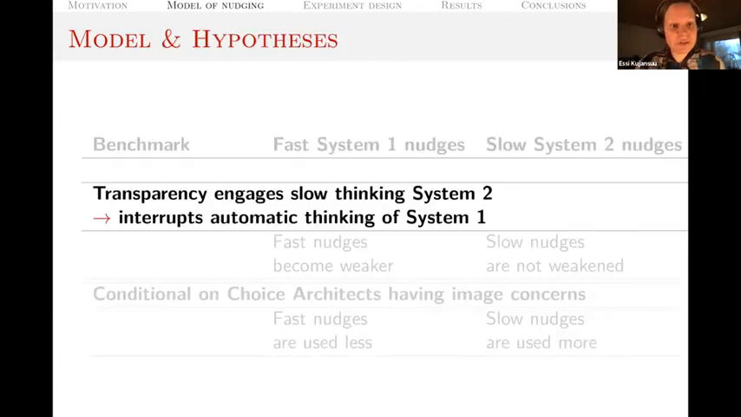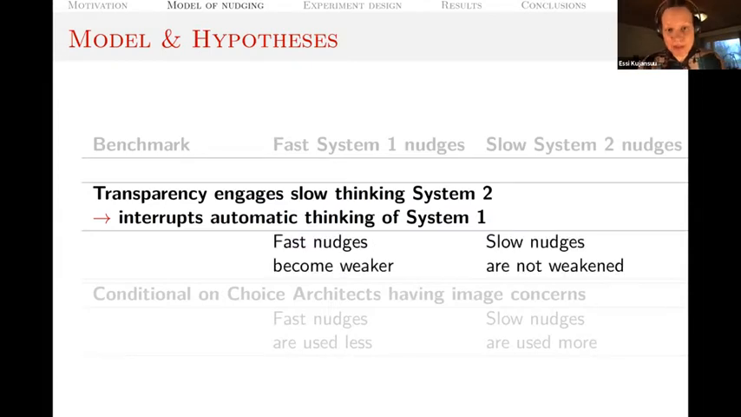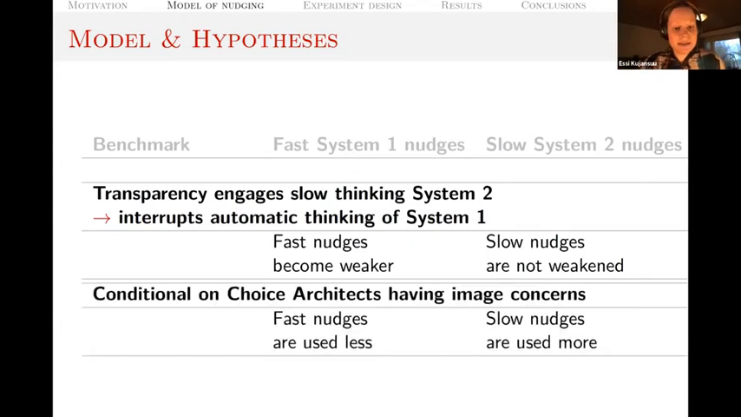So my main hypothesis regarding transparency is that it engages your slow thinking system 2 and interrupts these automatic processes, and thus makes the fast nudges weaker, and slow nudges are perhaps boosted, but at least we predict that they are not weakened. And conditional on choice architects having image concerns, fast nudges should be used less under transparency, and slow nudges should be used more.